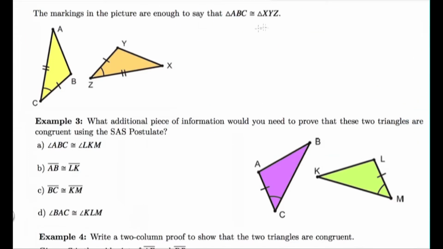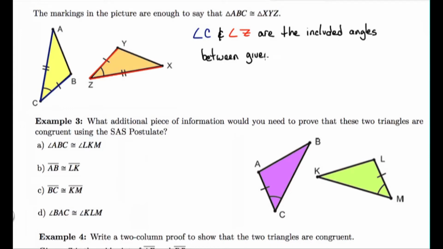So we see this in this diagram. We have two triangles that are given two sides and the angle in between them. So we can say that triangle ABC is congruent to triangle XYZ because of the side, angle, side postulate.